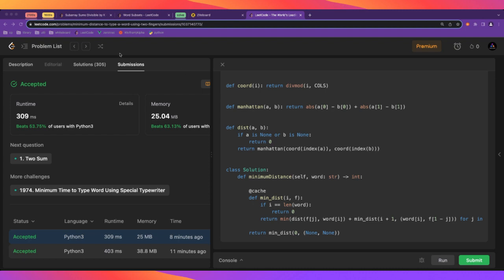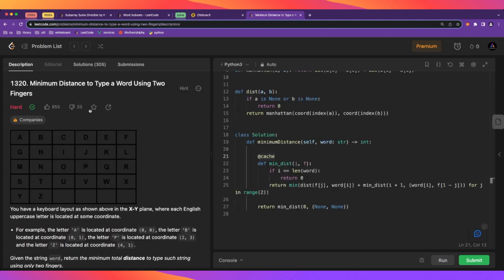So yeah, the title was provocative because this was classified as a hard, but I feel it should be a medium, to be honest. If you know dynamic programming, it's pretty straightforward, I think.